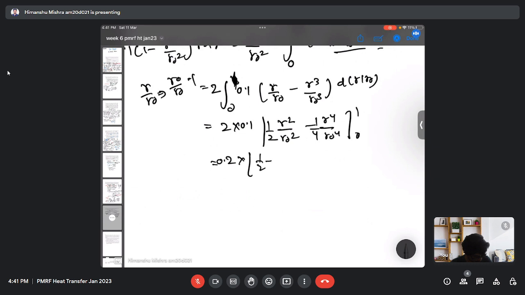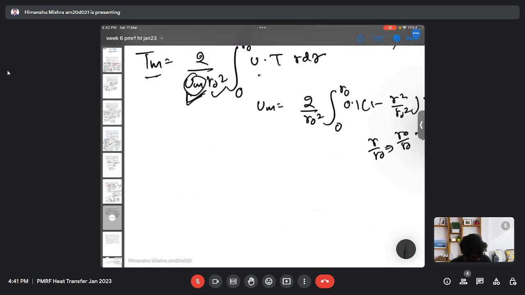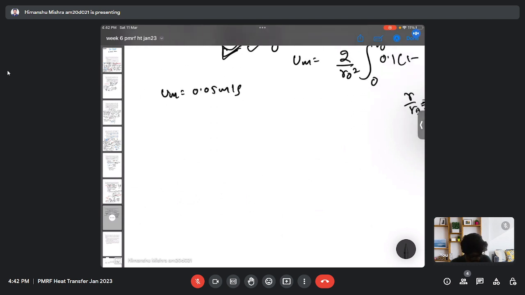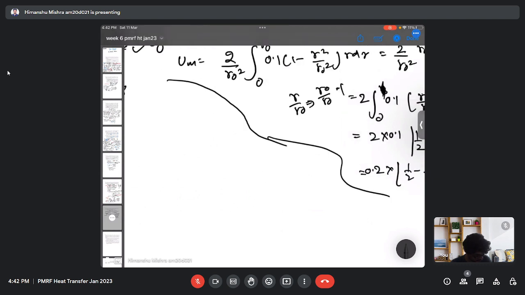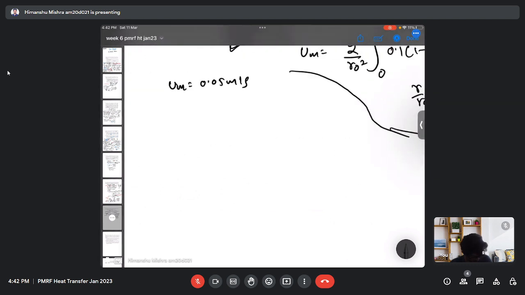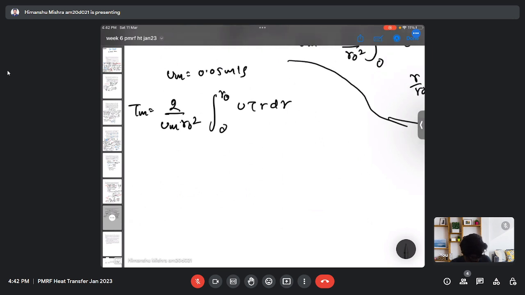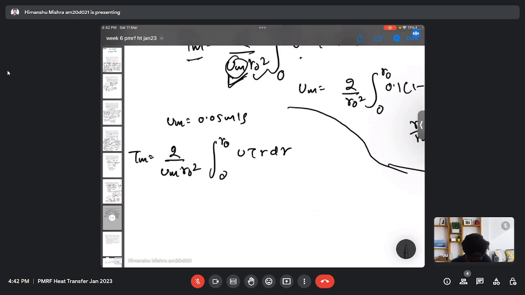So solving this, my mean velocity is 0.05 meter per second. Similarly, we can take the mean of the temperature, and just directly put in the values.